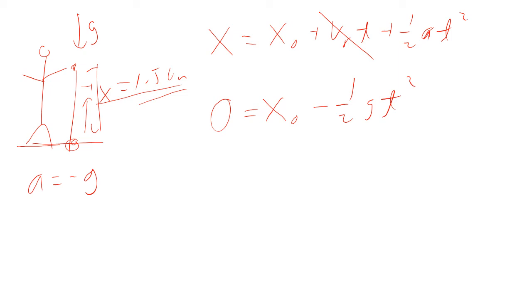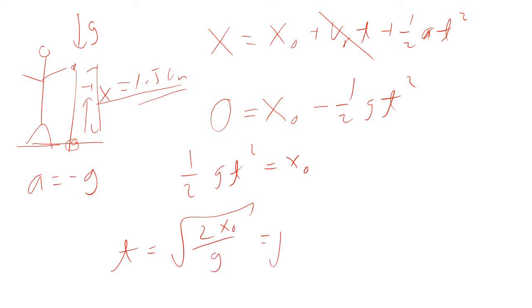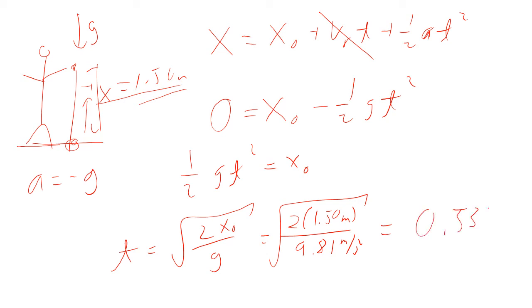Okay, and so we do algebra here. 1/2 gt squared equals x naught. T equals square root of 2x naught over g. So that's going to be square root of 2 times 1.5 meters divided by 9.81 meters per second squared. And, well, gosh, 0.533 seconds. The same as before. Well, of course it's the same as before. It's the same problem. There's nothing different about the problem. All we did was change where the origin was, and we got the same answer.